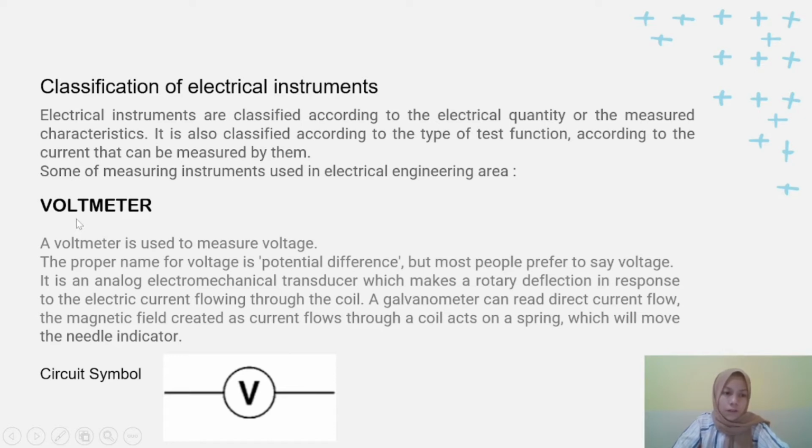The first is the voltmeter. A voltmeter is used to measure voltage. The proper name for voltage is potential difference, but most people prefer to say voltage. This is the circuit symbol of the voltmeter.